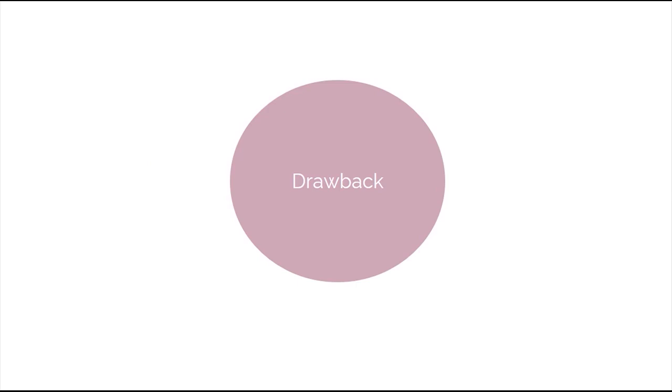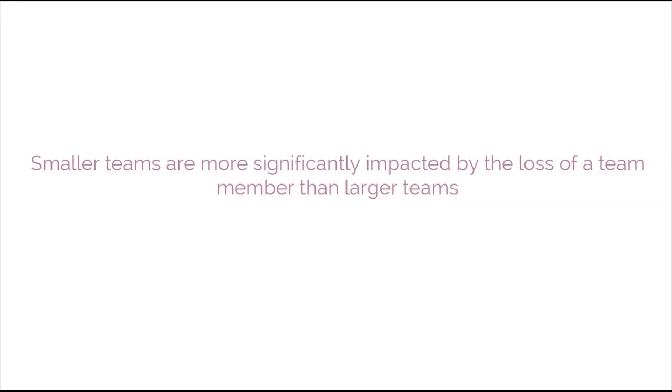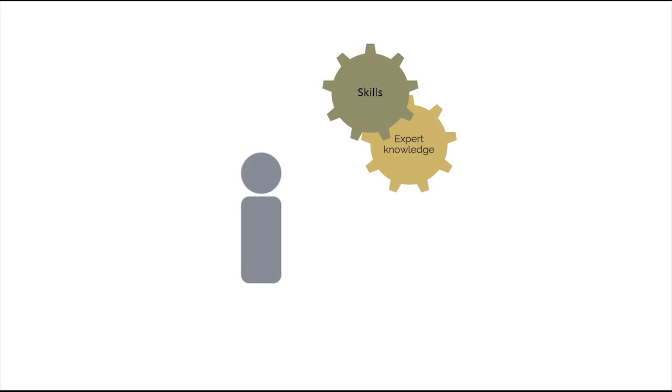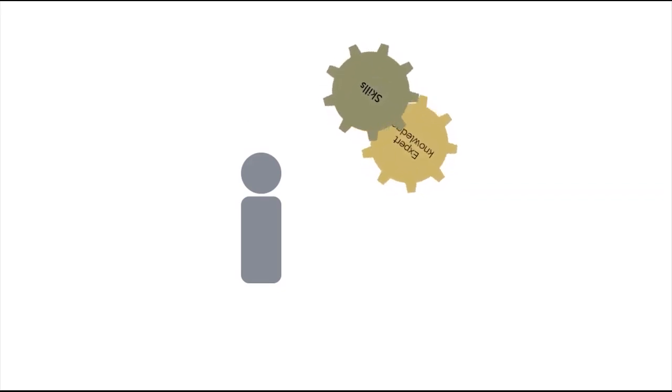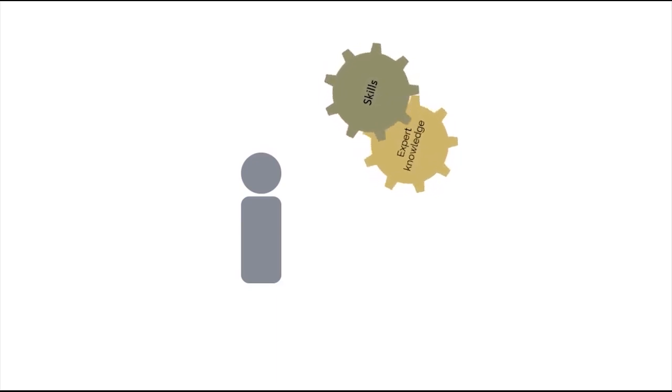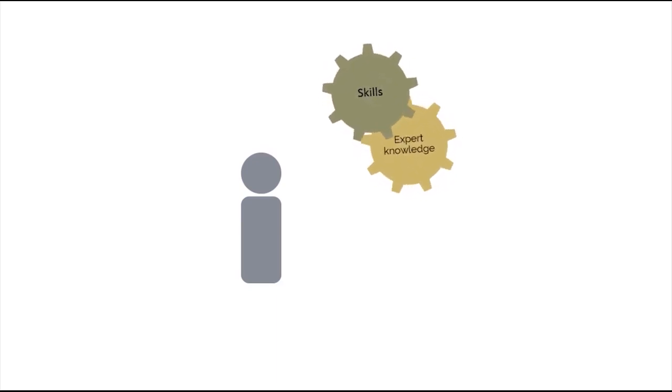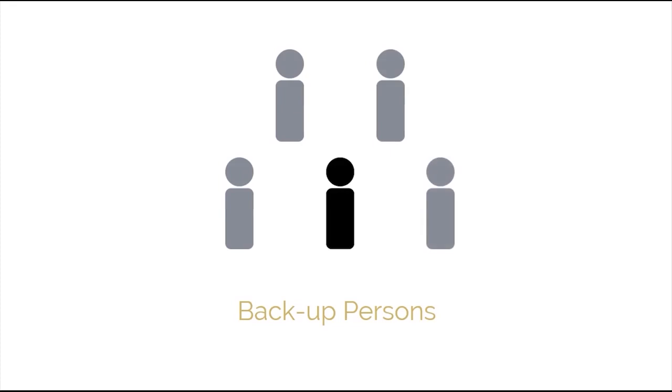However, there may also be drawbacks. One major drawback is that smaller teams are more significantly impacted by the loss of a team member than larger teams, even for a short period of time. To address this problem, it may be possible for team members to have expert knowledge and skills outside their own specific role. However, this may be difficult and depends on the type of project, industry, and size of the organization. It's also recommended to have a backup person to replace any person who may have to leave the Scrum team.